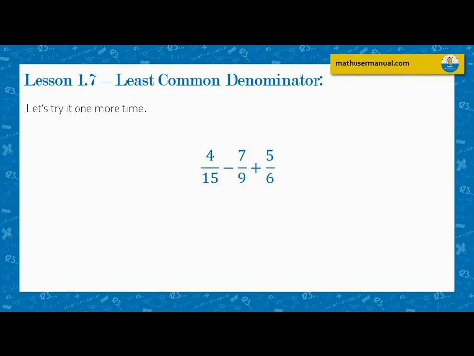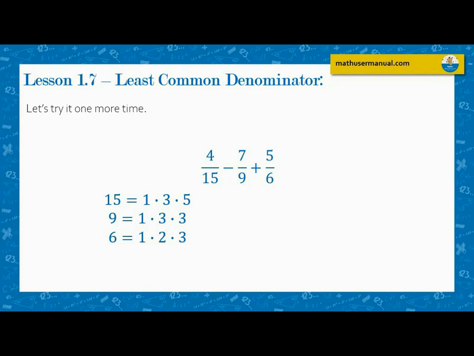We need to find the prime factorization of all of these denominators, starting with 15. Which prime numbers multiply each other gives us 15? 1, 3, and 5. 1 times 3 is 3, 3 times 5 is 15, and they are all prime numbers. Now we need the prime factorization of 9. So 1 times 3 times 3 equals 9, and they are all prime numbers. And then the prime factorization of 6. 6 is 1 times 2 times 3. 1 times 2 is 2. 2 times 3 is 6. So we built our prime factorization.